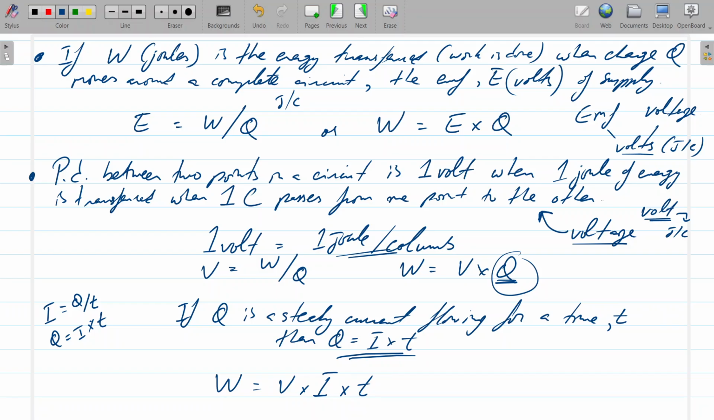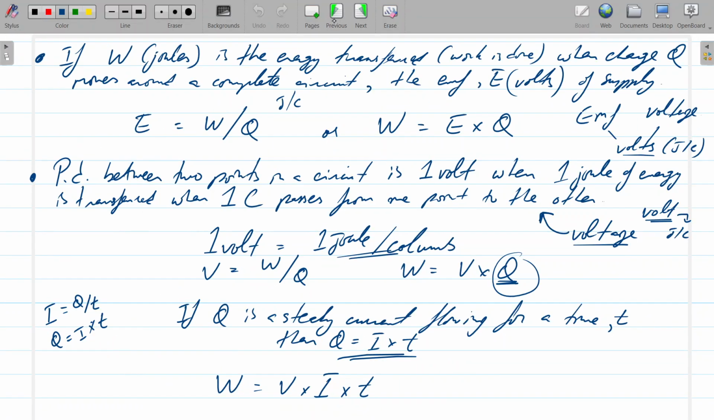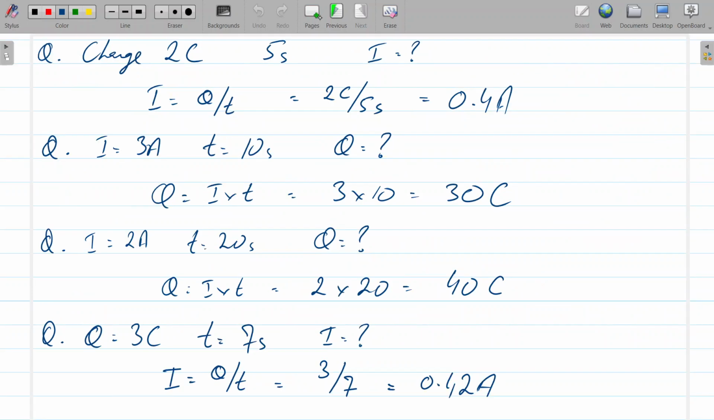Okay. Now, how did we get this? It's exactly the same equation. It is work done per unit charge. You move that about, right? And you get V into Q, which is voltage multiplied by charge will give you the work done. And you substitute the equation for charge with I multiplied by T, and you get work done is VIT, right? Okay. So let's put that to use.